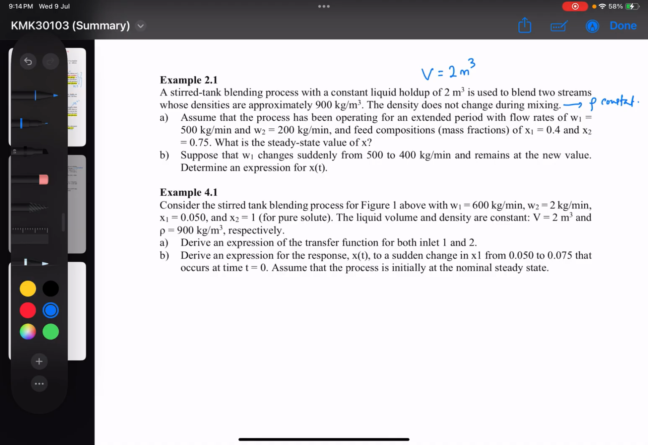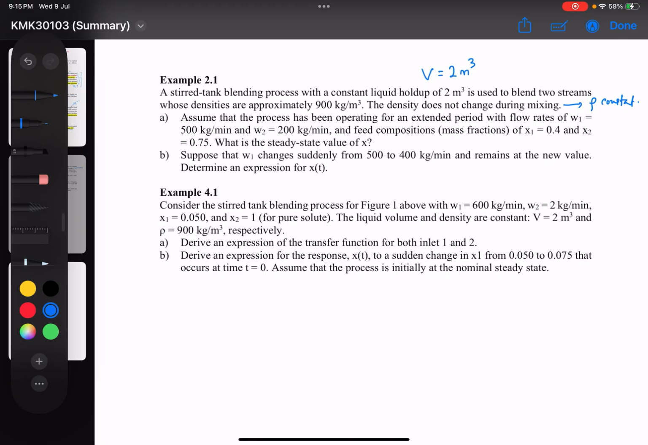Assume that the process has been operating for an extended period of time with the flow rate of W1 equals 500 kilograms per minute and W2 equals 200 kilograms per minute, and the feed composition or the mass fraction of X1 equals 0.4 and X2 equals 0.75. What is the steady state value of X?